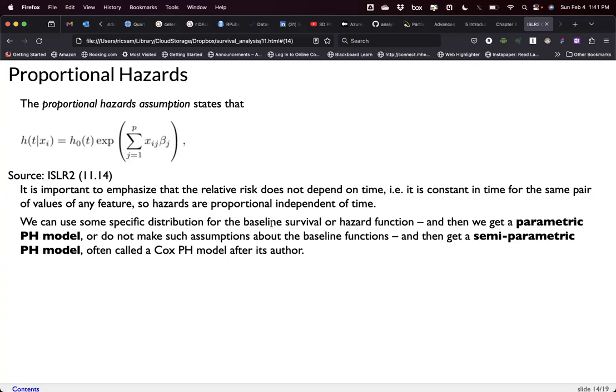In other words, the median, the mean, and the mode are the same. In the Weibull or the exponential, that's not the case. There are other parameters that define the mean. All right. And then we get a parametric PH model, and it's parametric because we're assuming a certain distribution, in this case, the Gaussian distribution.